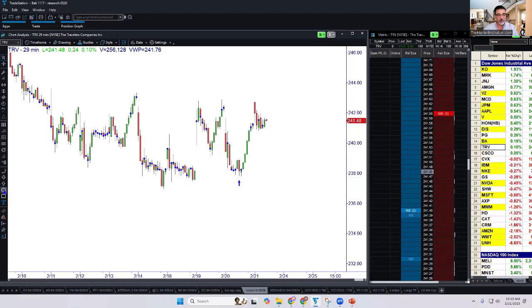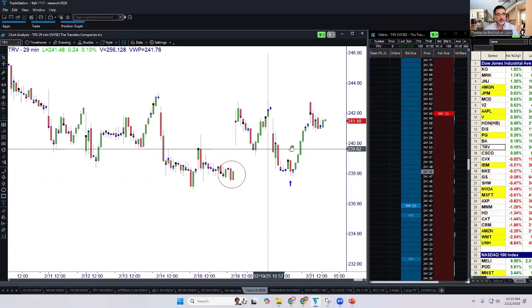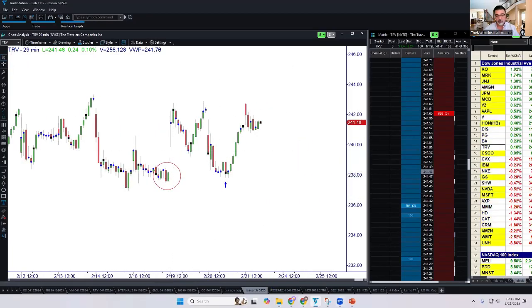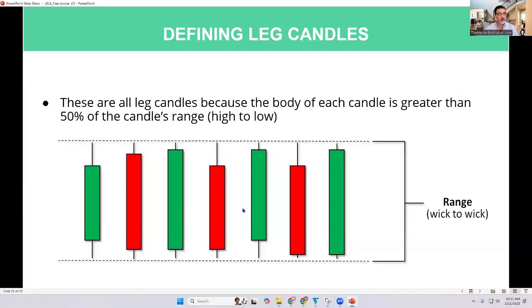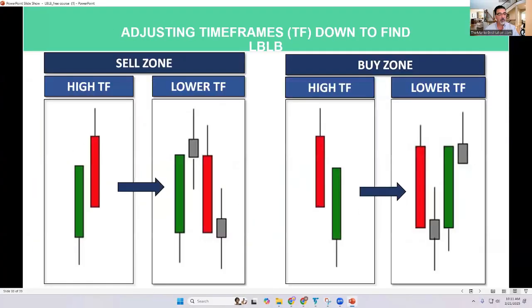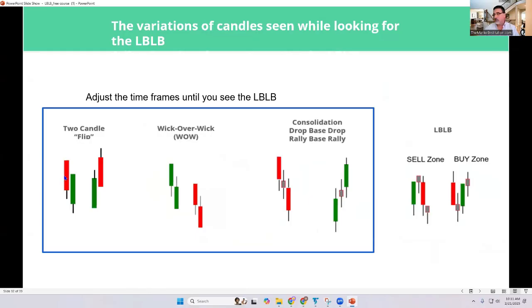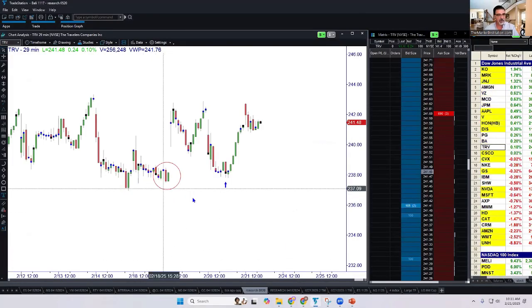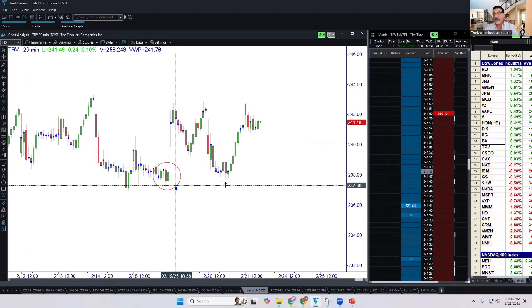Looking over to the left, can we see that 2-candle pattern that we mentioned? Kind of the flip. Let's come back over here. Order filled. Okay, so we have that flip. Now, as we adjust the time frame, we may come into a wick over wick, drop base drop, or rally base rally, but we're going to keep working our time frame down until we find the leg base. Okay. Right now we have a 2-candle pattern. That alerts me that it's there.